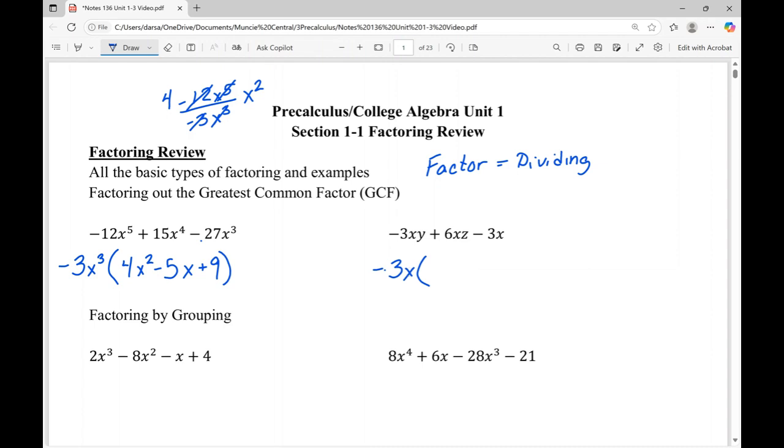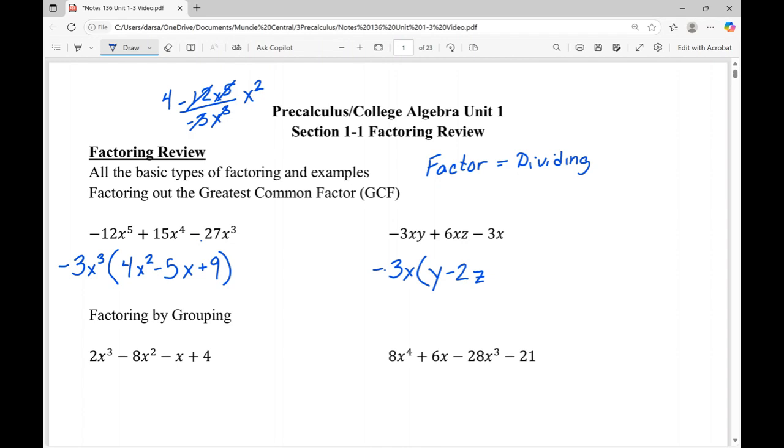What is x divided by x? Well, that's also 1. So what's the only thing left in this first term? The y. 6 divided by negative 3 is a negative 2. X divided by x is 1. And then we have a z left. When I write the letter z, I will write it with a dash through it. When I write the number 2, I will not. So that's how you're going to tell whether I'm writing a 2 or a z in the future.